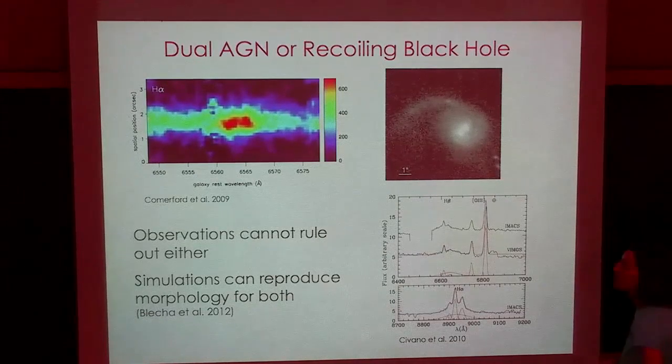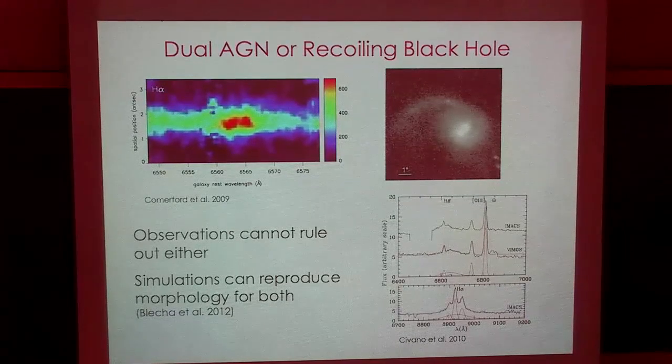So Laura Blecha did some simulations of galaxy mergers that could produce this system just to see if the morphology could give us any hint of what phase in the merger we are. Is this pre-merging of the black holes or post-merging? And she found that this sort of morphology with the tidal tail could be produced for both scenarios. So the jury is still out on what this object actually is, but whatever it is, it's interesting.